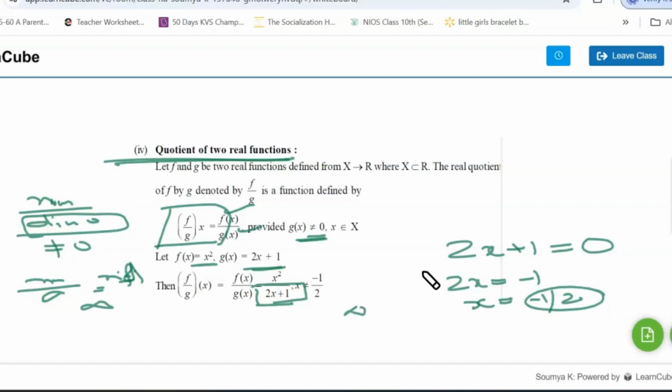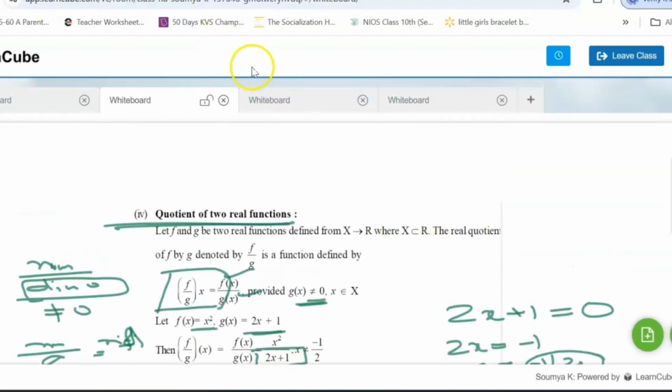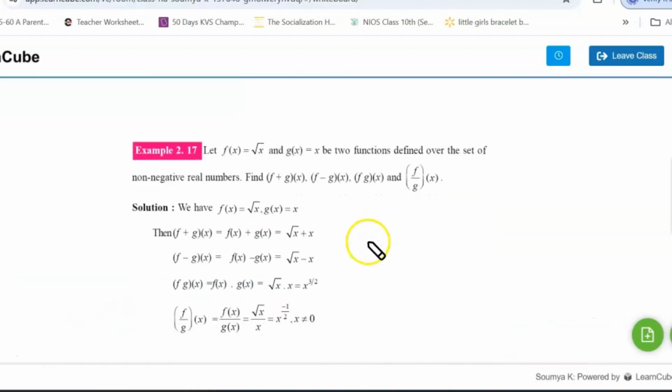That is the only thing you have to take care of while doing the quotient or division of two real functions. Hope you understood how to find these operations of functions, the arithmetic operations of real functions. Now we can do some exercise questions. Examples are given here. Already we have seen how to do them. Let's see one more example.